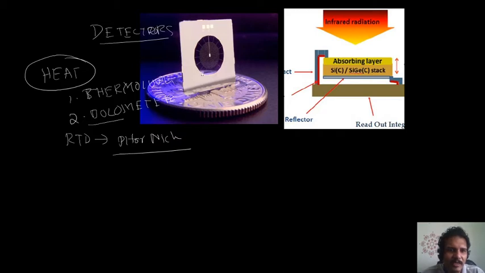This is how a bolometer looks. This is the surface, see, it shows here. This is the absorbing layer for the infrared radiation. So it will absorb the infrared radiation. Thereby, when it absorbs the infrared radiation, its resistance changes. Thereby, you can measure that resistance change. Okay, that's how your bolometer works.